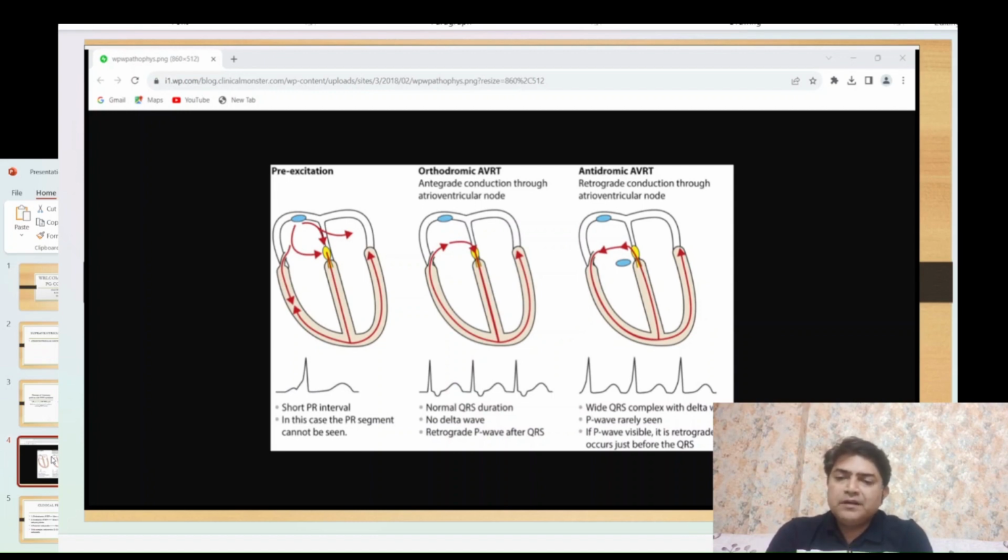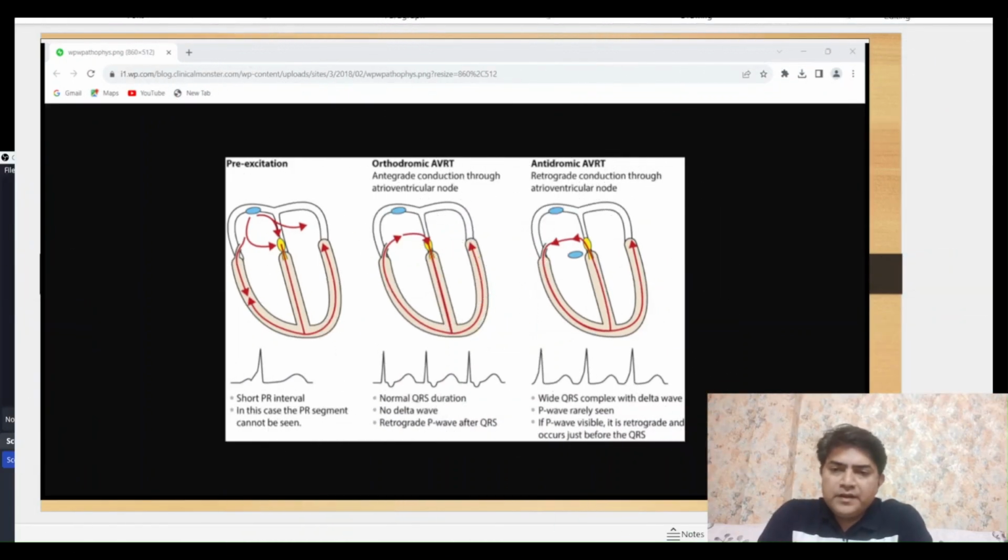Now we'll understand one by one what is pre-excitation and what is antidromic. As you can see, we have discussed orthodromic. Now another mechanism is the antidromic, and pre-excited tachycardia is a part of antidromic, in which the impulse passes from the atrium to the ventricle through the accessory pathway, and then goes to the Purkinje fibers, and back from the Purkinje fibers to the bundle of His, and then to the AV node, and thus a circular movement is formed.